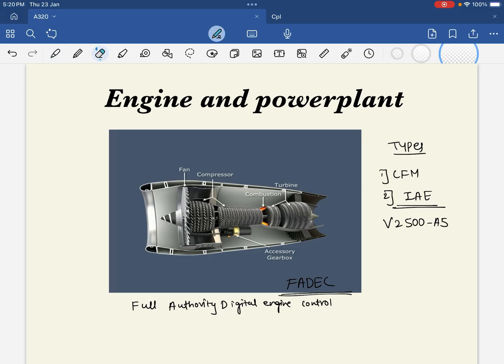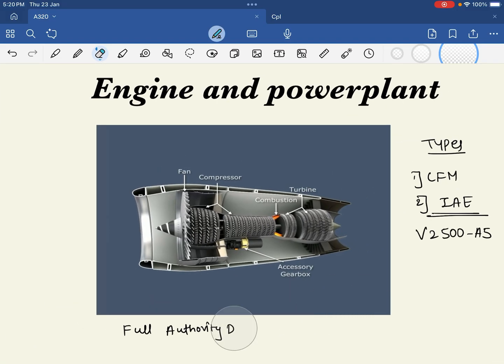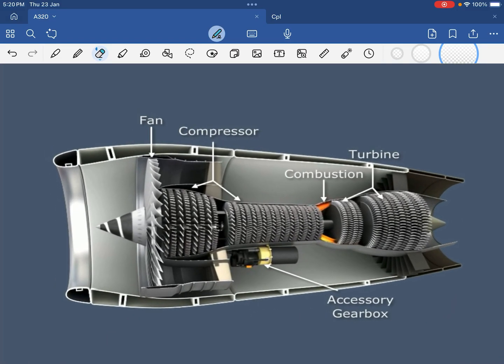Today we will be discussing just the basics. So let's see the components of the engine. This is our jet engine. What are the components? It has a fan and two compressors. First is the low pressure compressor and second is the high pressure compressor. Then we have combustion, and after that we have two turbine sections. One is the high pressure turbine section and the other is the low pressure turbine section. And we have an extra thing called the accessory gearbox. It also has a specific function in the engine.